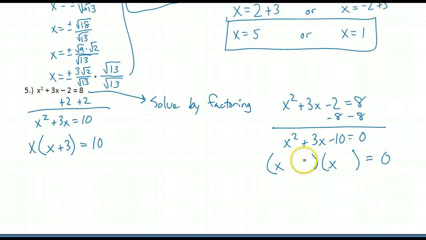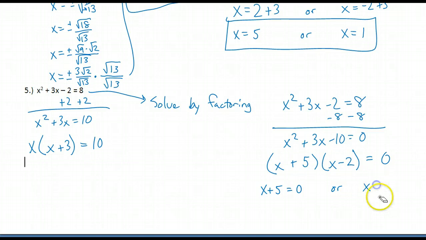I need a positive 3, so I want the 5 to be positive and the 2 to be negative. And now this problem is different than right here. Here I can use the zero product property. Two things multiplying together to give me 0. One of those two things has to be 0. I can't do that here. I can't guarantee that either x is 10 or x plus 3 is 10. I can when I have it equal to 0.